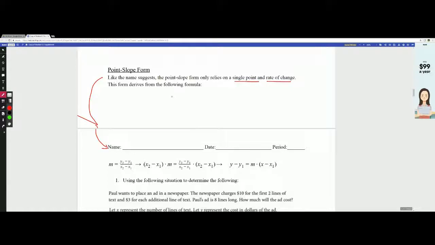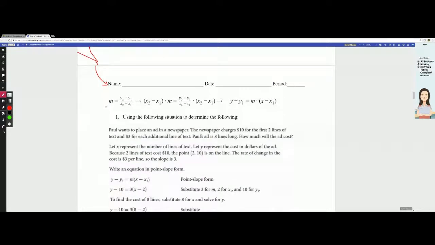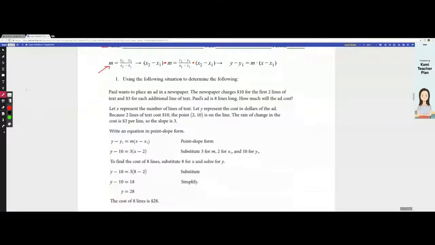Now, this form derives from the following formula. So here's our slope formula that we've seen before. And then basically all that happens is they use the multiplication property to both sides, and they get the x's on the left-hand side. And I went ahead and used the symmetric property to get this. Now, this is point slope form, okay? Now, it's very useful when you're trying to determine the following situation here.